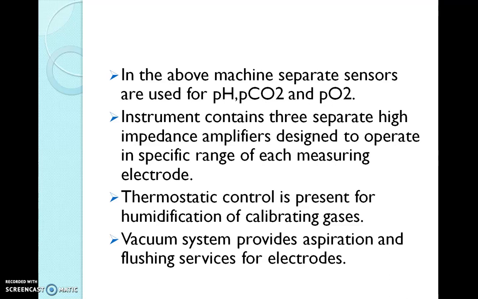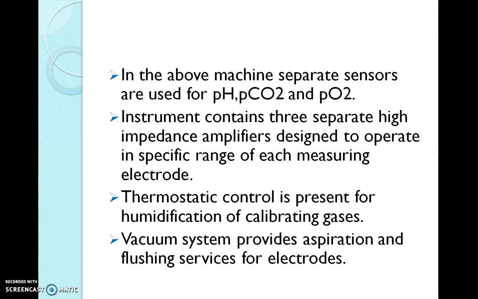Two standard buffers of known pH are required for calibration of the analyzer in the pH mode. The buffers used are 6.838 and 7.382 for slope. It is generally recommended that the sample chamber should contain the 7.382 buffer when in the standby mode.